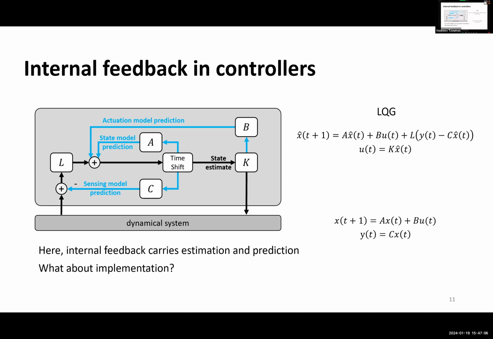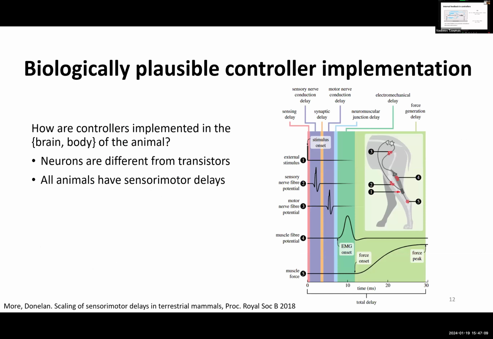So here I want to introduce a new element, which is that neurons are fundamentally very different from transistors in their computational and communication abilities. And one key part is that all animals have sensorimotor delays. So I've borrowed this really nice diagram from this 2018 paper, and we'll go through it together. So here, they've said there's a total delay from sensory stimulus onset to muscle force peak of 30 milliseconds. This is for a circuit that goes from the leg to the spine and back down the leg. This doesn't even include neural processing, doesn't even include the brain, but we know that for lots of motor tasks, we do actually need to talk about the brain, right? So this is like a short delay.